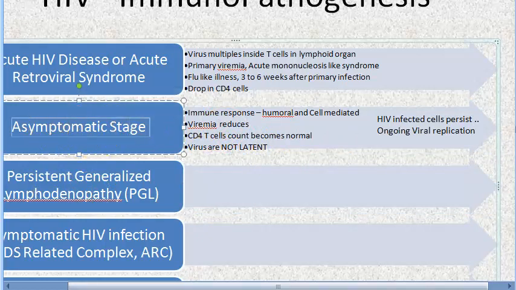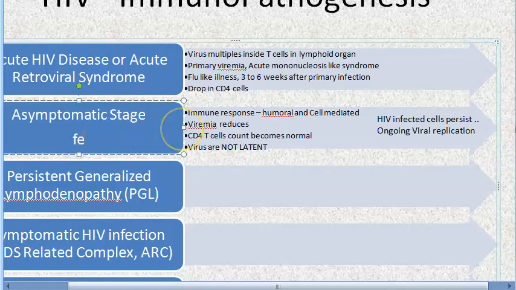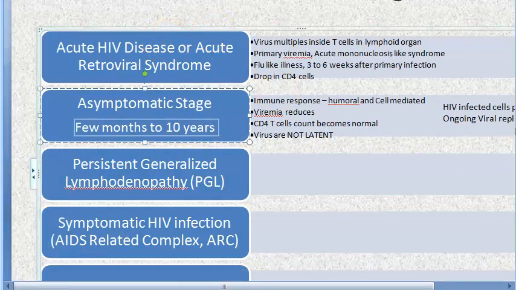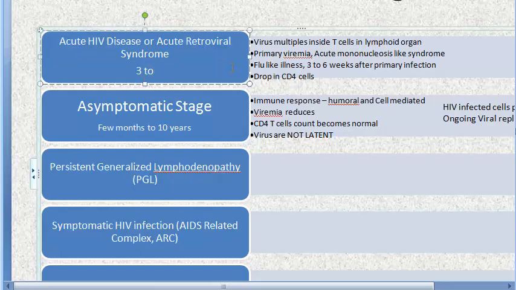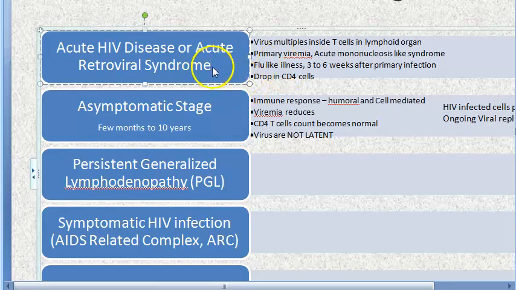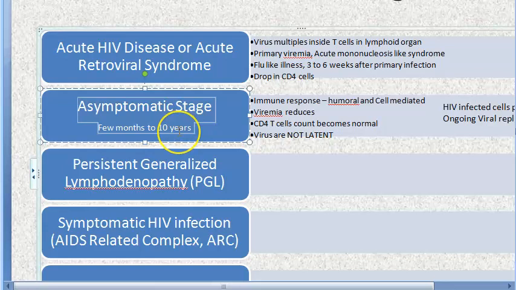Continuing in the asymptomatic stage itself, the period of clinical latency is variable, and may last for 10 years also. For a few months this can be there. How long can this be there? A few months to 10 years this can happen. In the first stage, 3 to 6 weeks after infection, this person gets a flu-like syndrome. Then the asymptomatic stage, where clinically there is latency but the virus is multiplying. This can happen from a few months to 10 years.